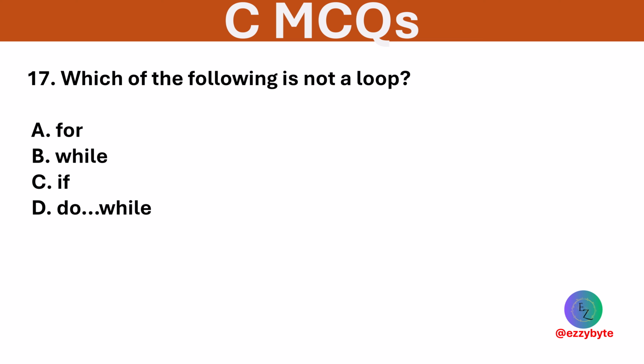Which of the following is not a loop? Options are for, while, if, and do while. Option C is correct. If is a conditional statement, not a loop.